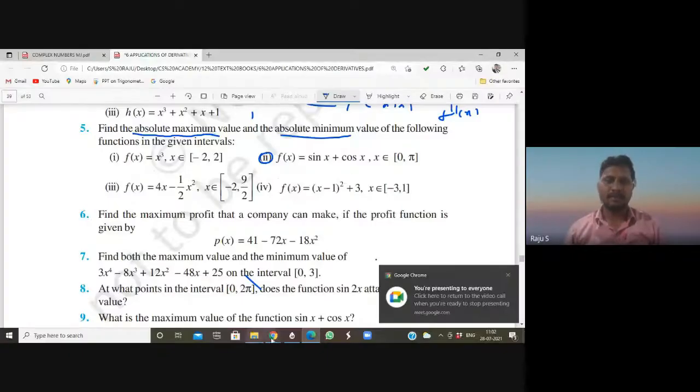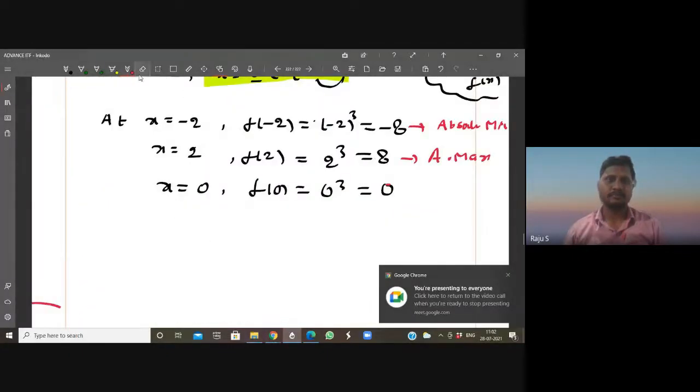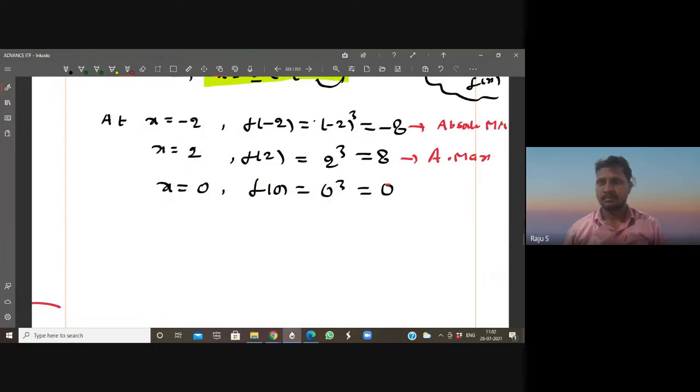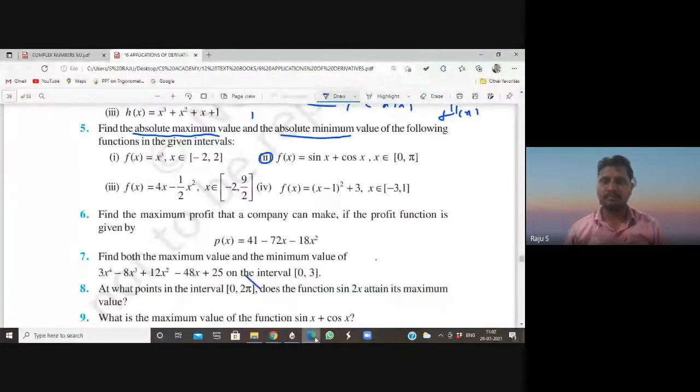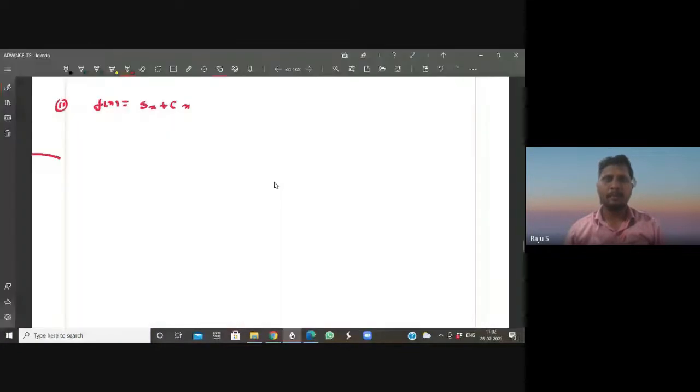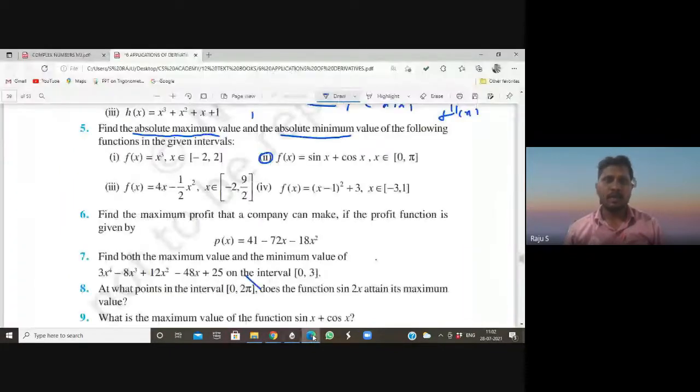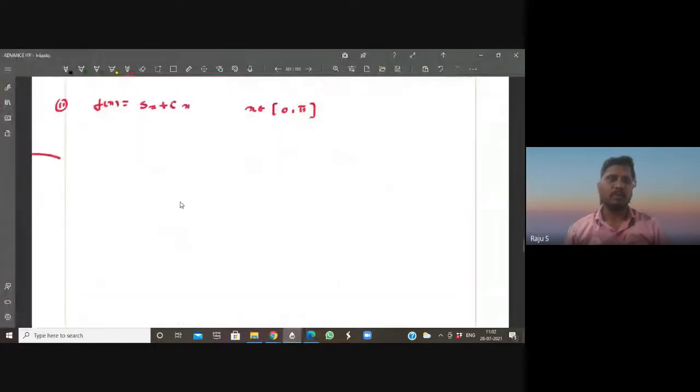Sin x plus cos x. f of x is equal to sin x plus cos x. So what is the given interval here? 0 to pi, x belongs to 0 to pi. So the question is to find the absolute maximum and absolute minimum. That's all. So what shall we do?